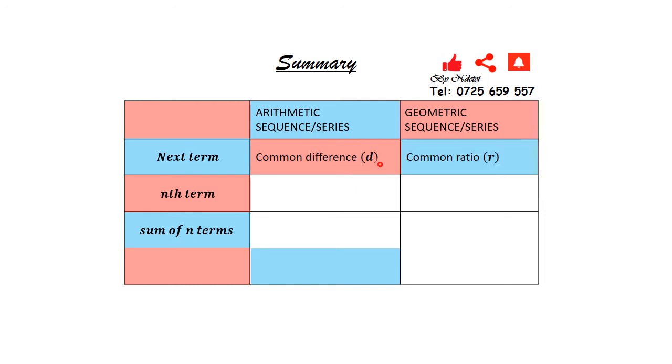However, if the question has to do with a geometric sequence, we are not going to have a common difference. Instead, we're going to have what we call the common ratio, represented by a small letter r. So there's that difference between the two of them.